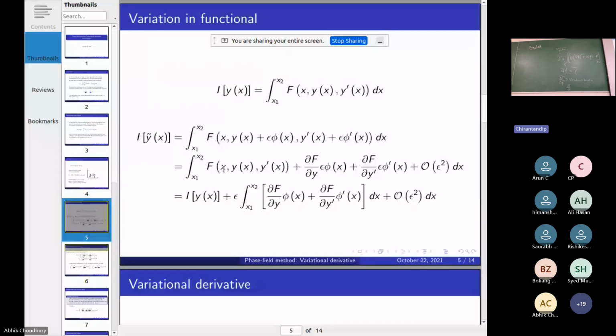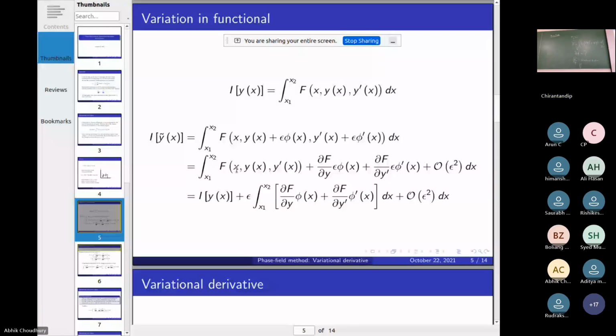So then it all becomes mathematical generally. You have I of y(x), which is the original integral, and y tilde of x, which is your modified function, giving you y(x) plus epsilon phi(x). But remember, this is a differentiable function. So you have y prime of x plus epsilon phi prime of x. Okay.